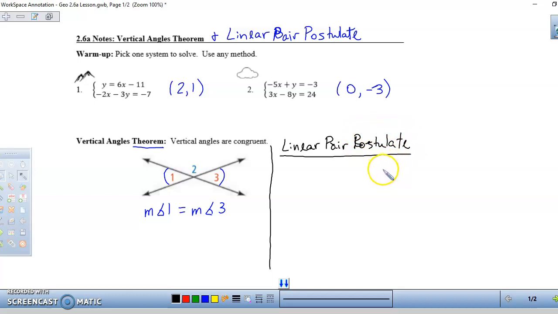So in this case, the linear pair postulate says, and we use this last chapter too, that these two angles, a linear pair, form a straight angle, and therefore their measures add up to 180. So what you can say is the measure of angle 1 plus the measure of angle 2 is 180. Or you can do the other two angles named here. Measure of angle 2 plus measure of angle 3 equals 180 as well. So that is the linear pair postulate, and this is that vertical angles are congruent, or in other words, their measures are equal.